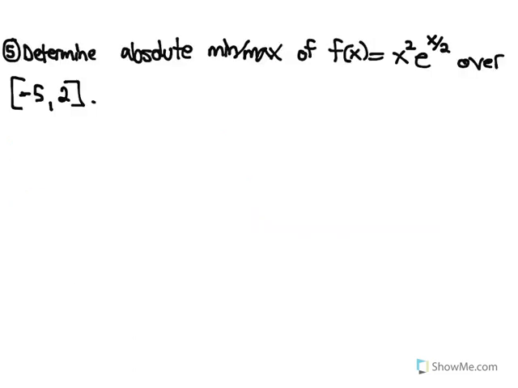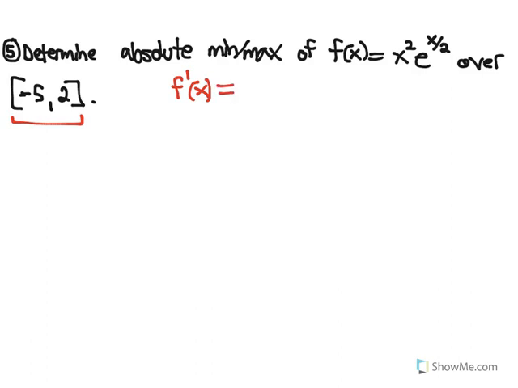Okay, to determine absolute min and max, we have to test critical points and test the endpoints of our closed interval, -5 and 2, and just figure out what the highest y value is and what the lowest y value is. Those are the absolute min and max over a closed interval. So I'm going to first find my critical points by setting my first derivative equal to 0.